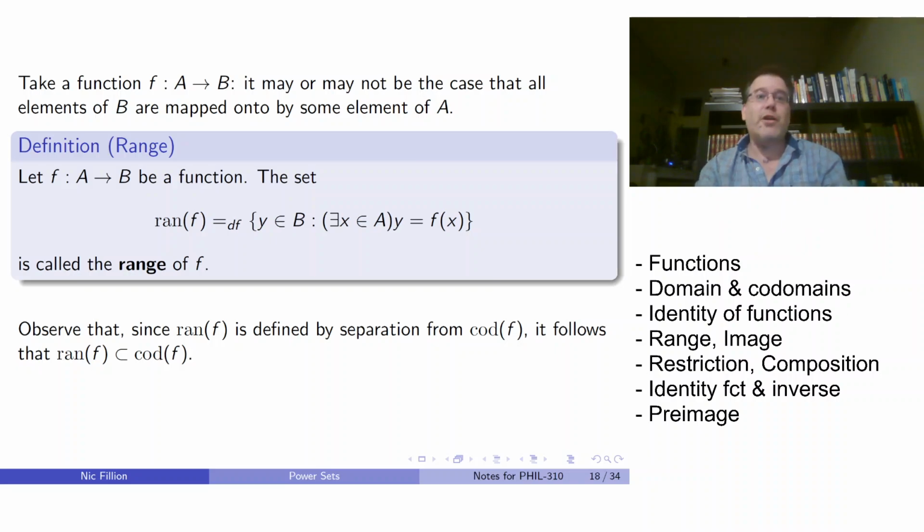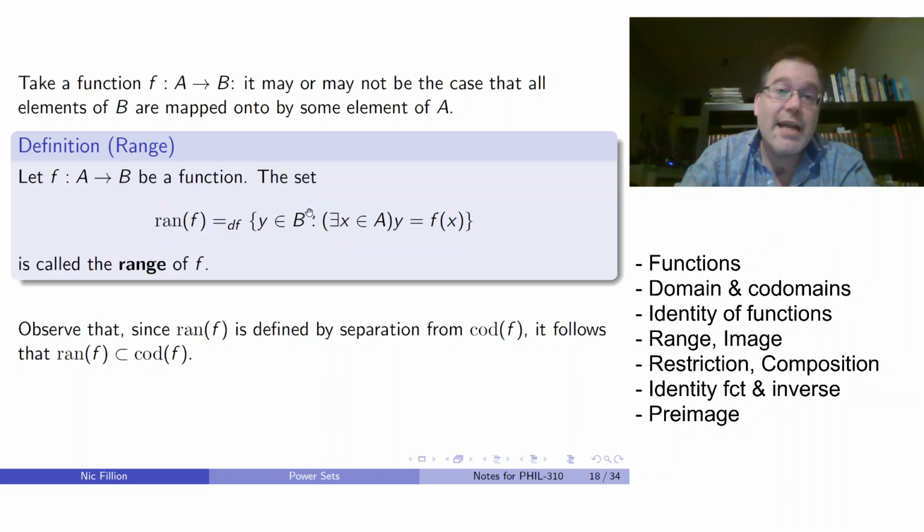And that set we're going to call the range. So the range of f is going to be the set of elements in B, the elements of the codomain, such that there exists an x in A, the domain, and the pair (x, y) is in the function, so y equals f(x). So that means that we want the elements in the codomain B such that they are mapped on by some element x in the domain. So that's what we call the range of the function.